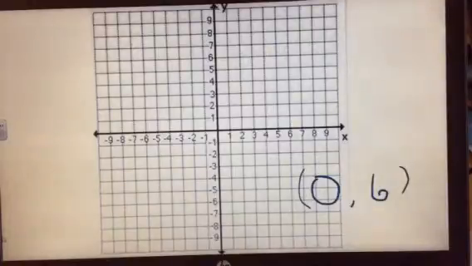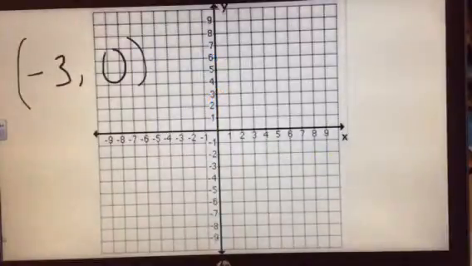If we have a look at this coordinate, 0, 6, again, we always start at the origin, and the first number tells me whether I move to the left or to the right. However, in this case, since this is 0, we don't move at all. We then move to the y coordinate, and in this case, it's 6, so that means we go up 6. So in this case, the point would be right here.